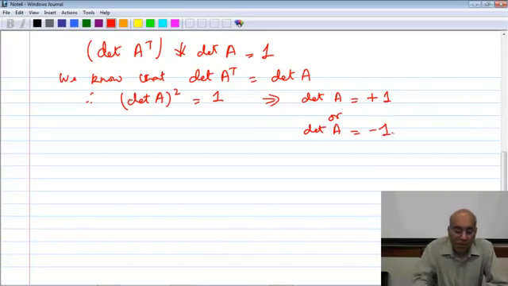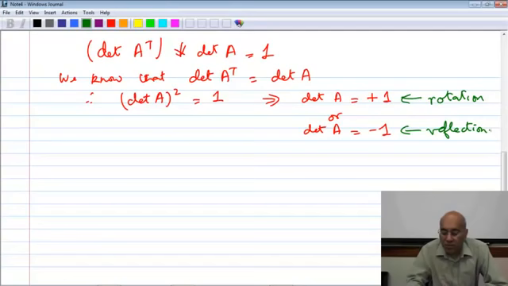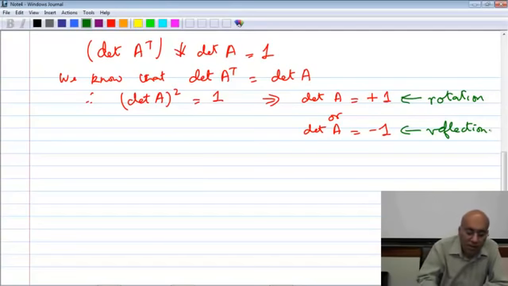So this is a very important property because we have a name for these two kinds of matrices. When the determinant of A is plus 1, we call that a rotation. And when the determinant of A is minus 1, we call that a reflection. And in a little while you'll see why we chose these terms. But for now, you can just see that for any orthogonal matrix, the determinant must be plus 1 or minus 1. We just give names to these two categories. We call one of them rotations and the other one reflections.